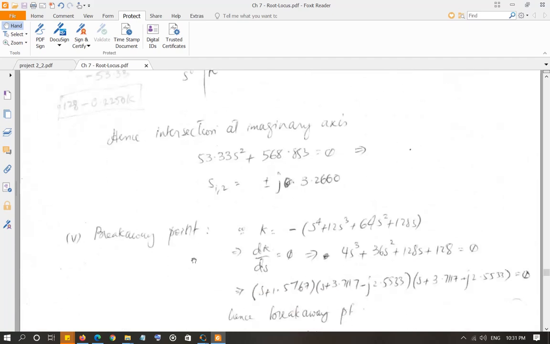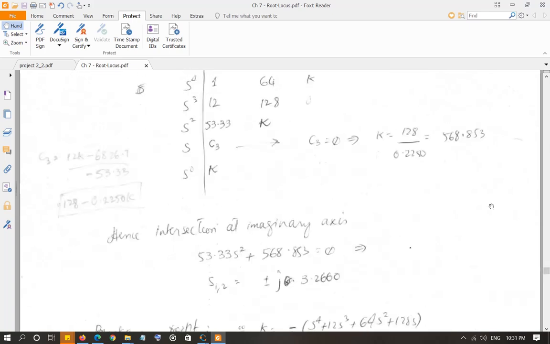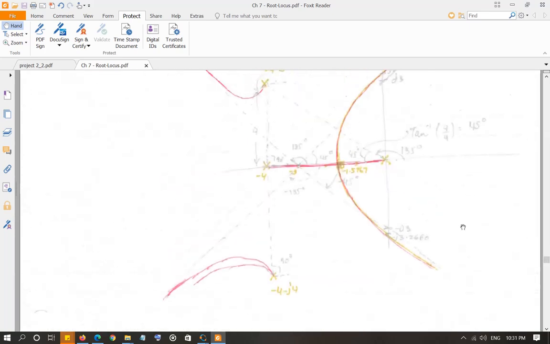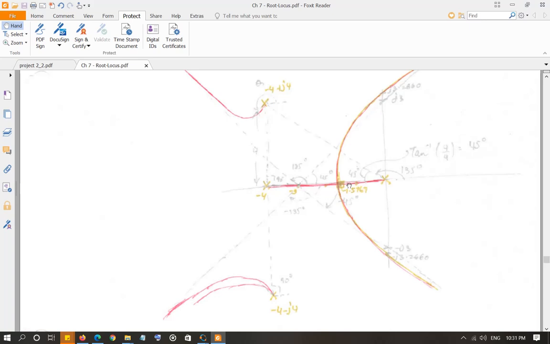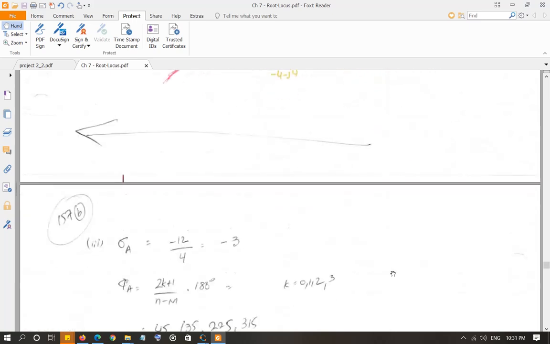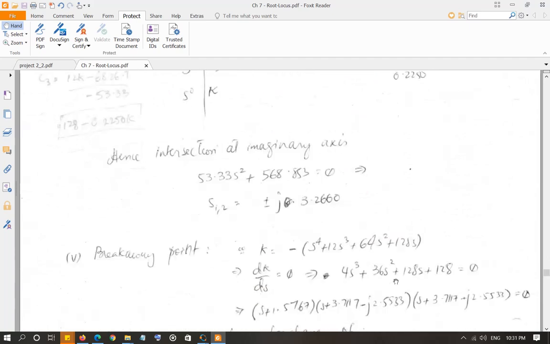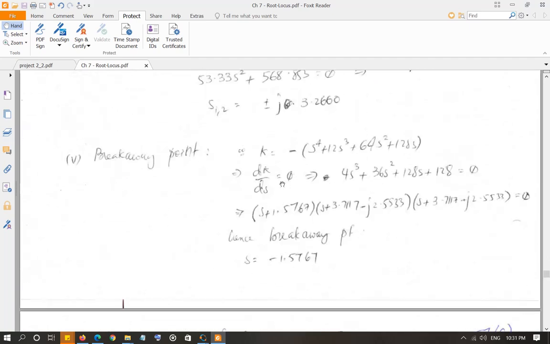The next point is the breakaway point. We'll have to find where, if we keep increasing the value of K, it leaves the x-axis, what point it leaves the x-axis, and then starts moving along the asymptotes. So to find that breakaway point, we have to take the derivative of dK over ds, and when we take the derivative of dK over ds, the breakaway point is the real value on the negative axis.